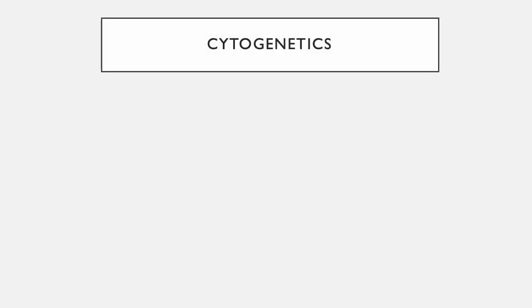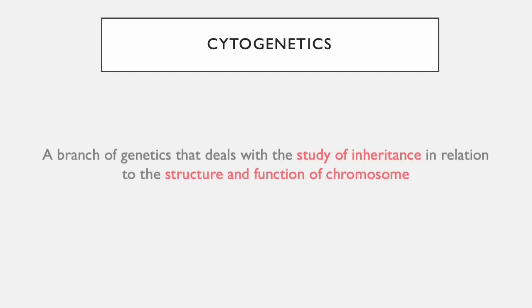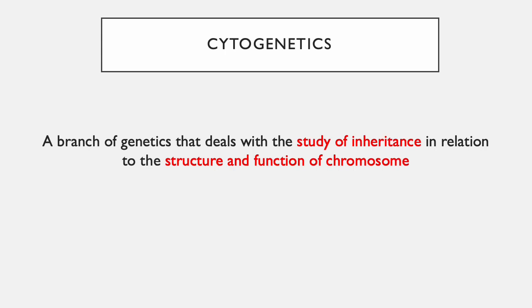And first, let's define cytogenetics. Cytogenetics is a branch of genetics that deals with the study of inheritance in relation to the structure and function of chromosomes. Now, the majority of the topics that we'll be covering in cytogenetics, and specifically the clinical conditions that are mentioned, are chromosomal aberrations or chromosomal abnormalities.